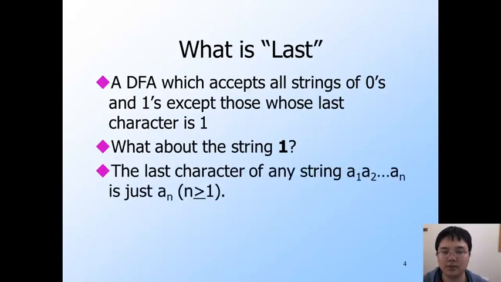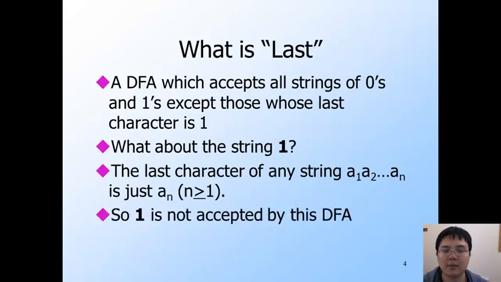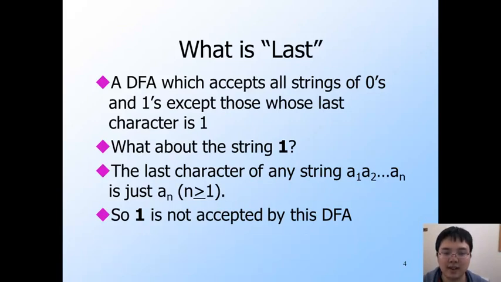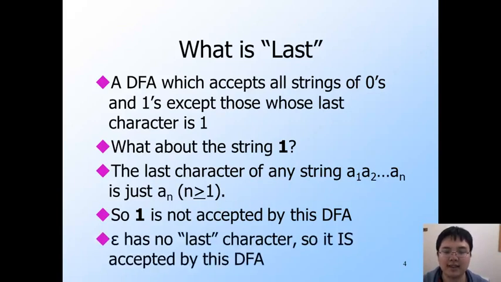This is not true. In fact, if we resort to strict mathematics, we would define that for n greater than or equal to 1, the last character of any string a1, a2 through an is just an, period. Thus, coming back to the question, the string 1 is not accepted by this DFA, because the last character is 1. Another thing worth mentioning is that the empty string, epsilon, has no last character. Thus, the statement its last character is 1 is false, so epsilon is accepted by the DFA.